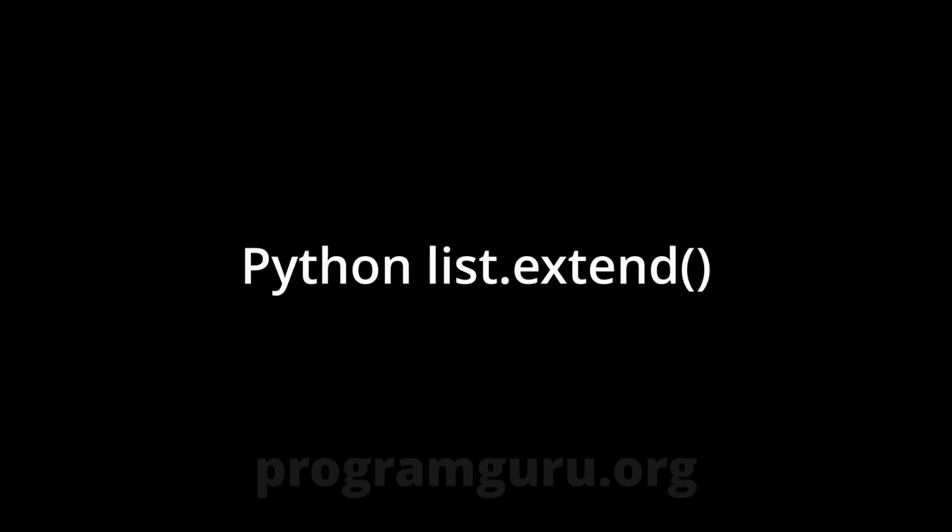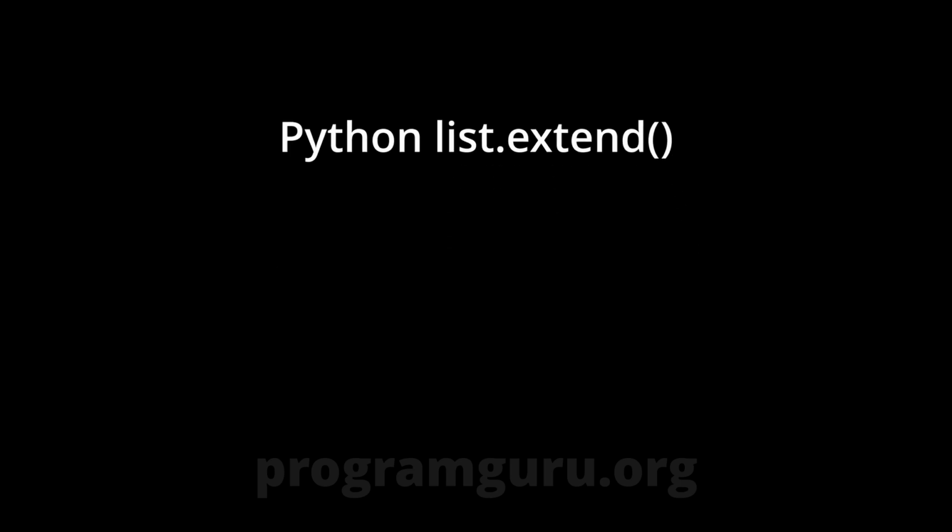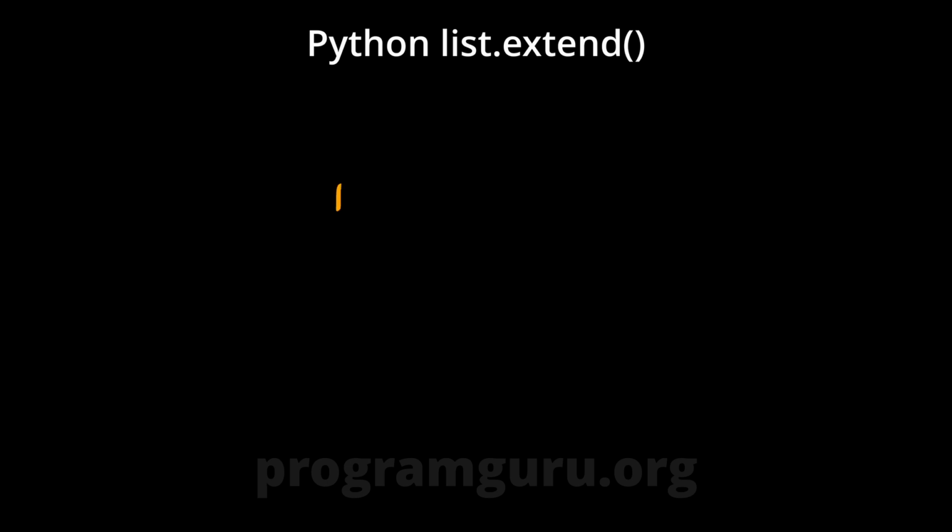Python list extend method. In this video, we will learn about extend method of list object, its syntax and examples. Extend method adds all items in given argument iterable to the end of the list. The syntax of extend method is list.extend(other), where other is an iterable whose elements we would like to add to the end of the list.